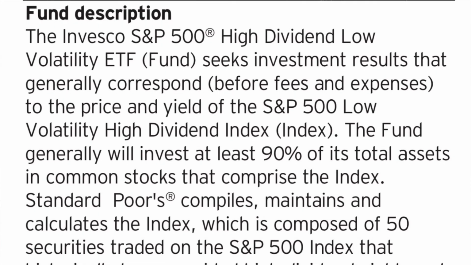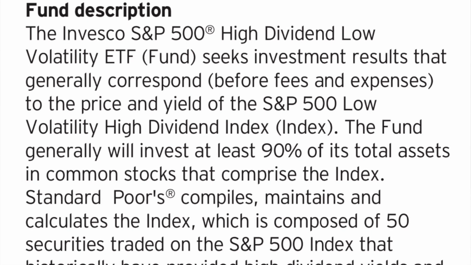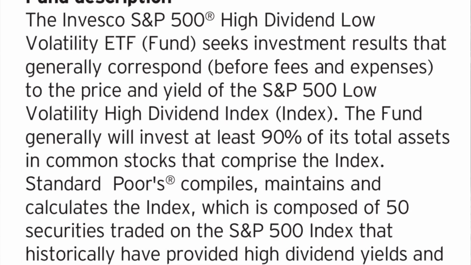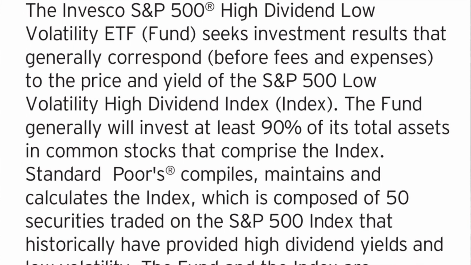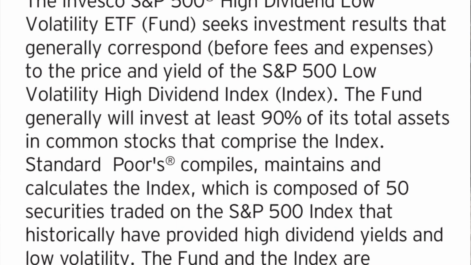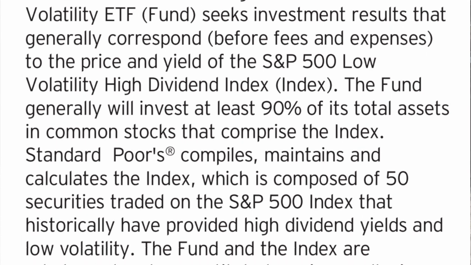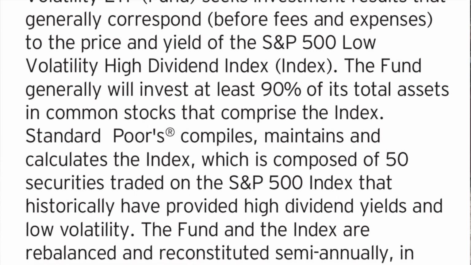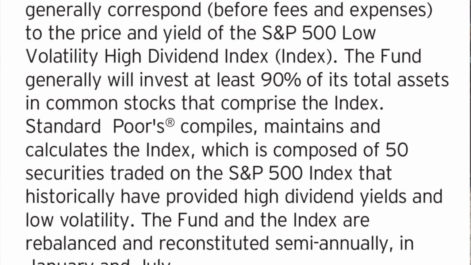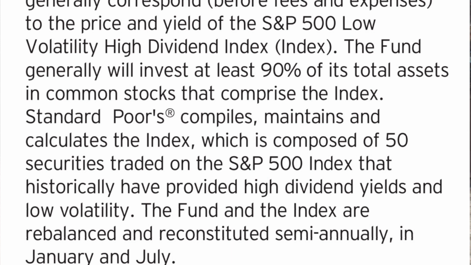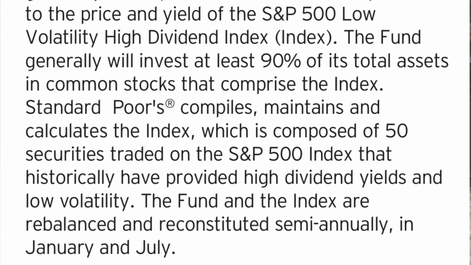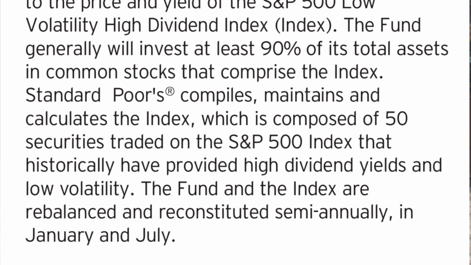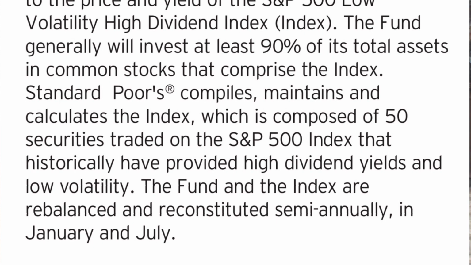The Invesco S&P 500 High Dividend Low Volatility ETF seeks investment results that generally correspond, before fees and expenses, to the price and yield of the S&P 500 Low Volatility High Dividend Index. The fund generally will invest at least 90% of its total assets in common stocks that comprise the index. Standard & Poor's compiles, maintains, and calculates the index, which is composed of 50 securities traded on the S&P 500 index that historically have provided high dividend yields and low volatility. The fund and index are rebalanced and reconstituted semi-annually in January and in July.